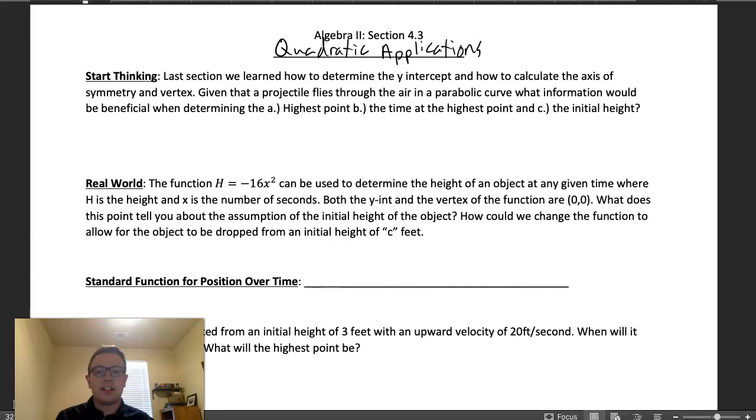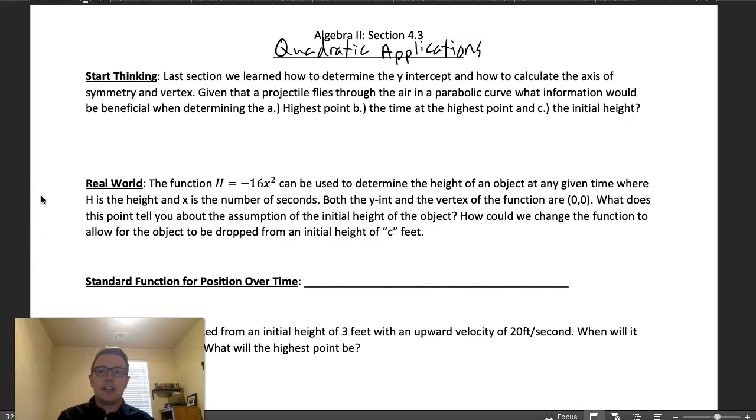Welcome back, folks. Today we're going to be expanding on something we covered a little bit in the last lesson. That's going to be quadratic applications. Now, previously we'd learned how to determine the y-intercept and calculate the axis of symmetry and vertex.